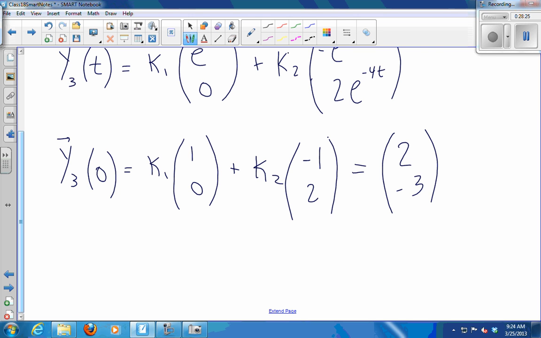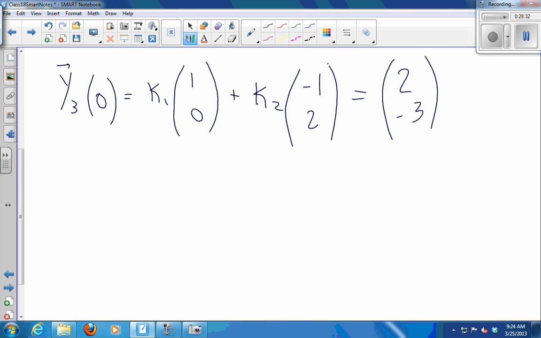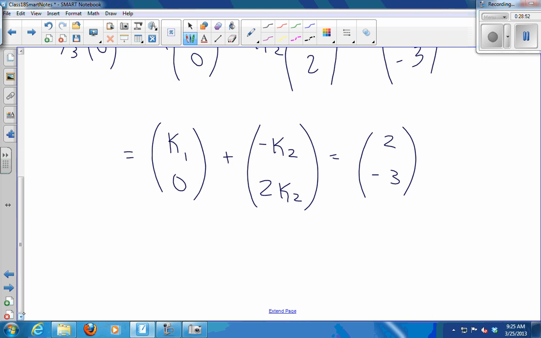Yeah, so we make two equations. I'll write it all out since we're not all used to vector arithmetic. So this says k1, 0 plus -k2, 2k2 has to equal 2, -3. And when you add vectors, you just add them component-wise. So this adds to k1 minus k2, and 0 plus 2k2 is 2k2.